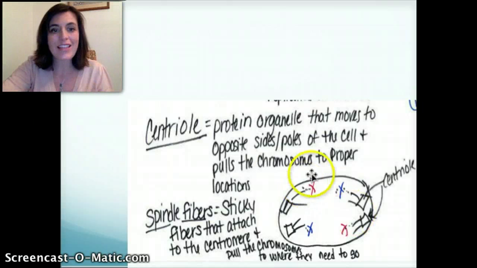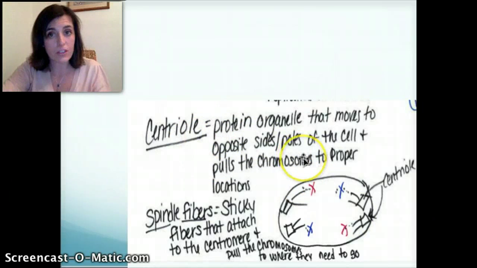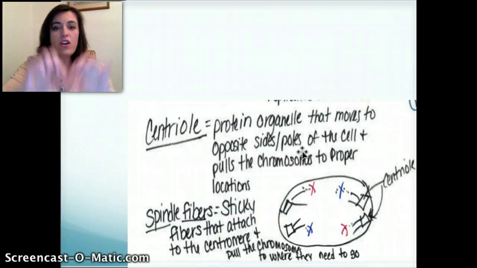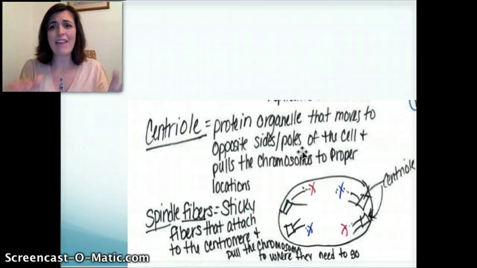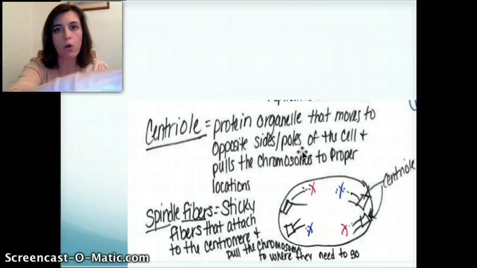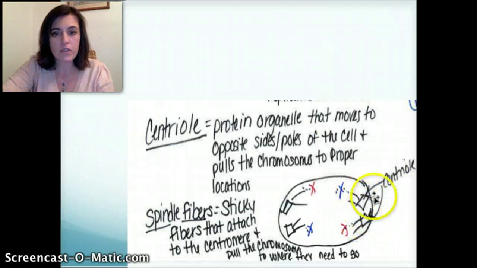I always remember that centriole rhymes with pole. That might help you remember what it does and which one it is. So don't confuse it with centromere. Centriole goes to the poles. Okay, so they're going to go to the edges of the pole. They shoot out fibers that are going to grab on to those centromeres and pull those chromosomes where they need to go. You can see here in our drawing we have these centrioles, and they're shooting out spindle fibers that will latch on to those centromeres.